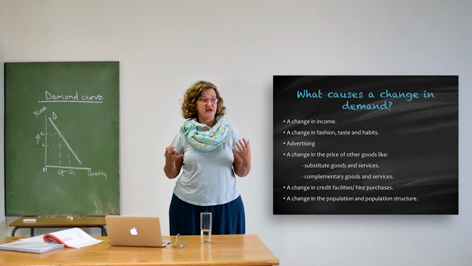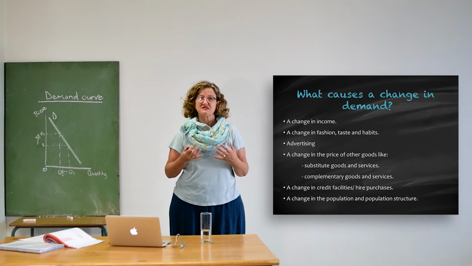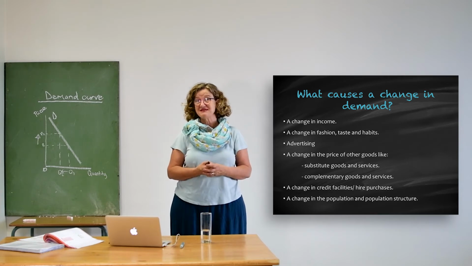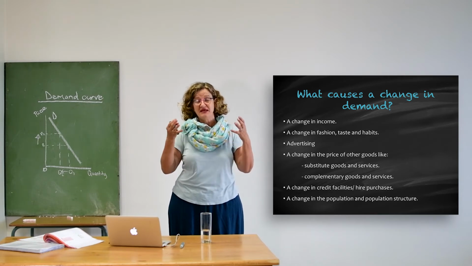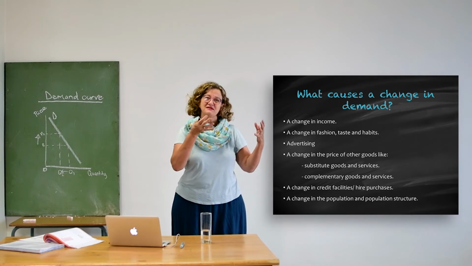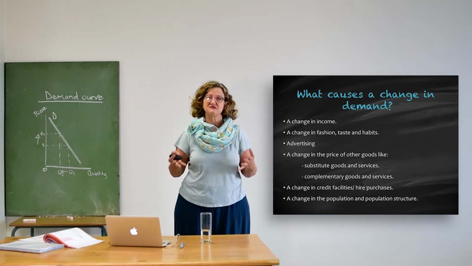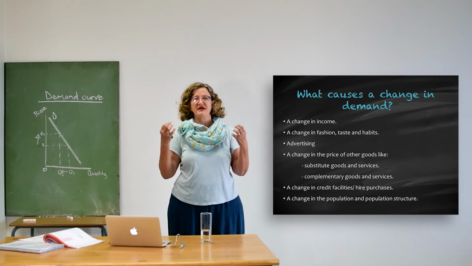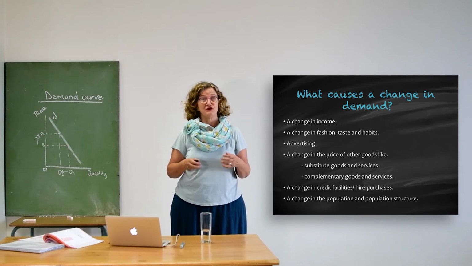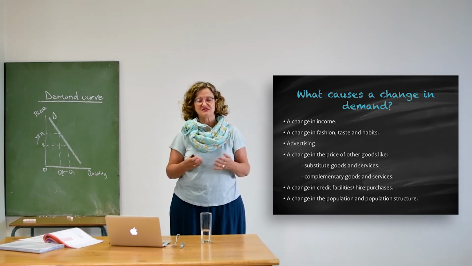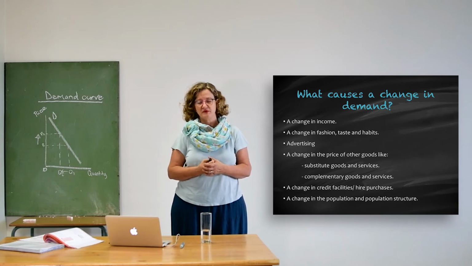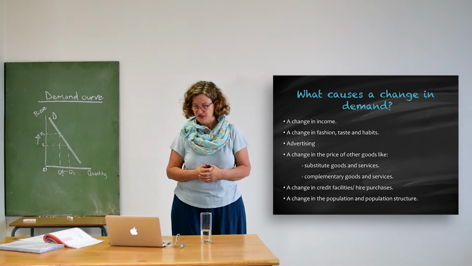In South Africa and Namibia, the biggest part of our population is younger than 25 years old, or younger than 16 years old in South Africa. And in that case, they demand a certain type of product. They demand certain school wear, they demand certain clothes, and that will influence the demand for specific products.